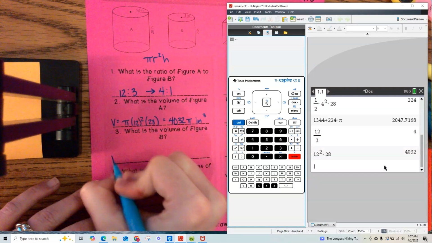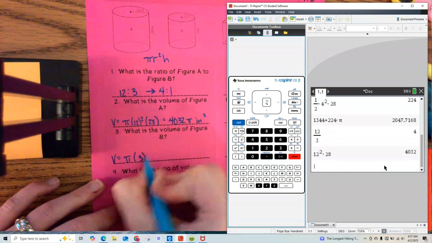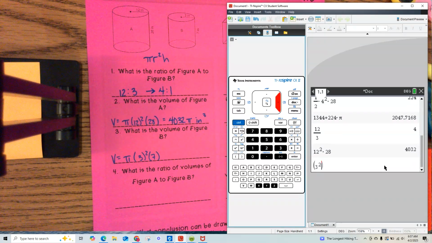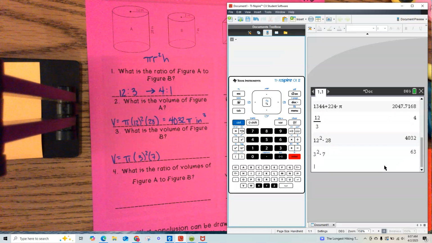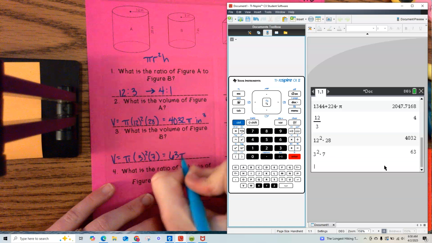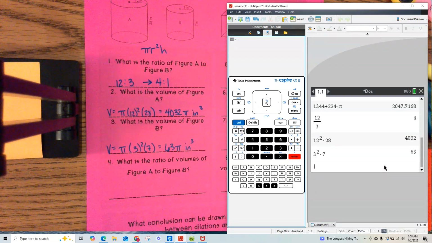Right? What is the volume of figure B? So same thing. The radius up here is 3. The height is 7. So again, I'm going to answer in terms of pi. And I get 63 pi inches cubed.